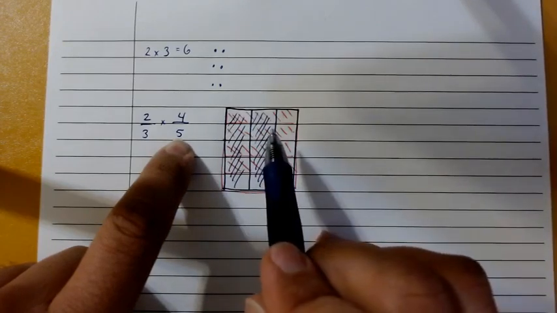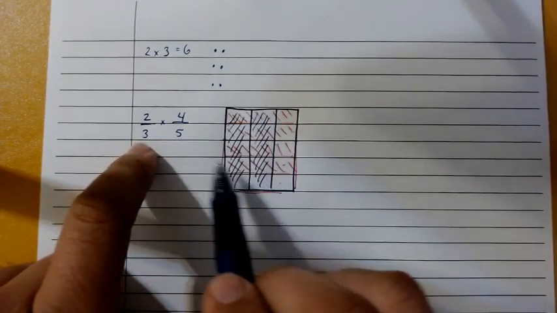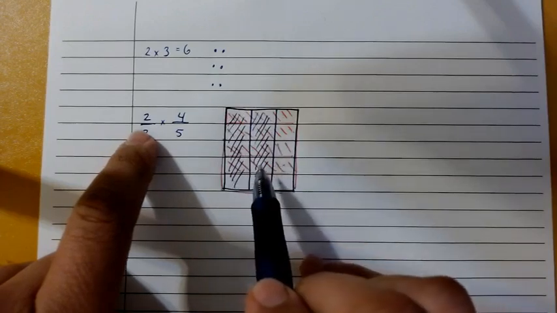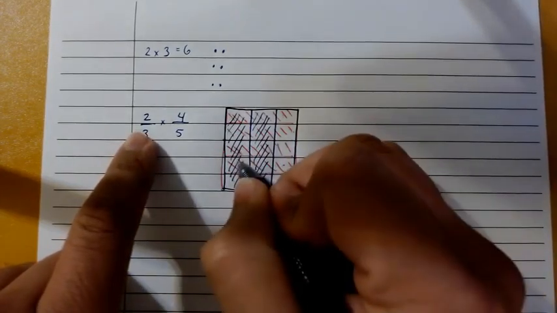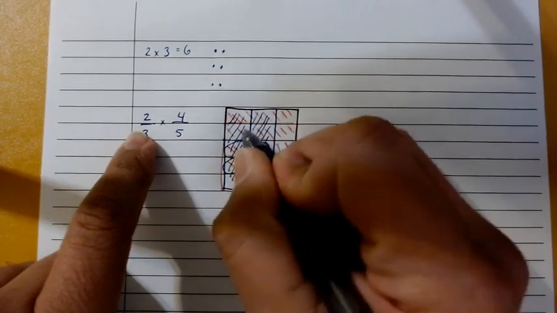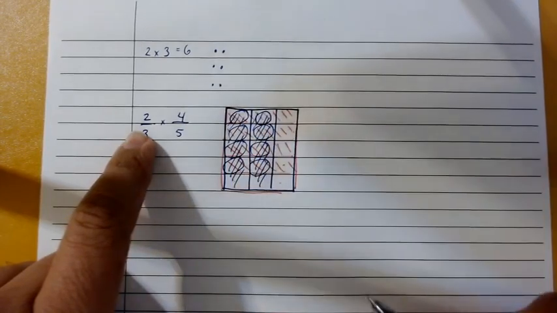Now, how many of those pieces have been highlighted? Again, we're looking at both of the fractions. How many of these have been highlighted by both fractions? In other words, how many of them are marked in blue and red? Well, I see 1 right here, and 2, 3, 4, 5, 6, 7, 8.